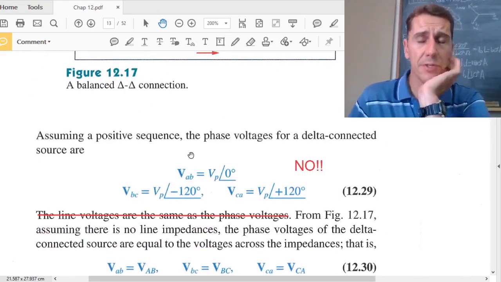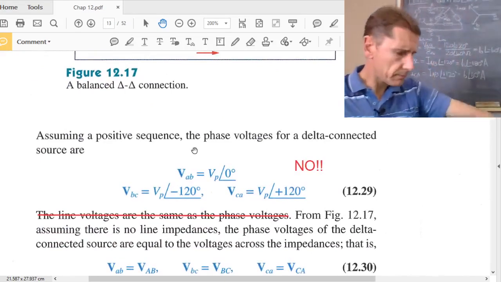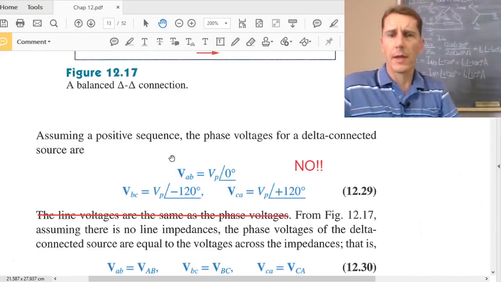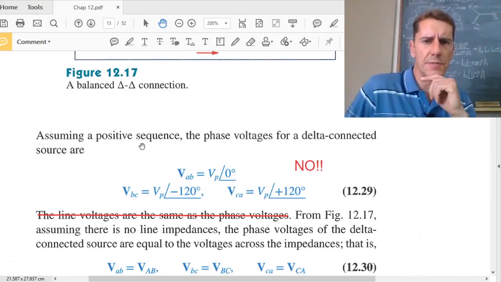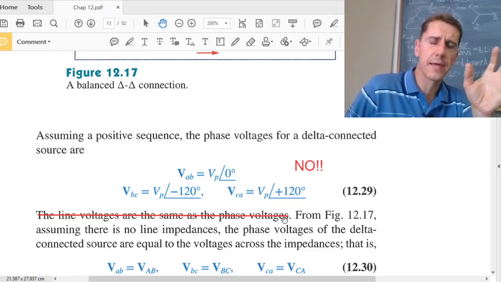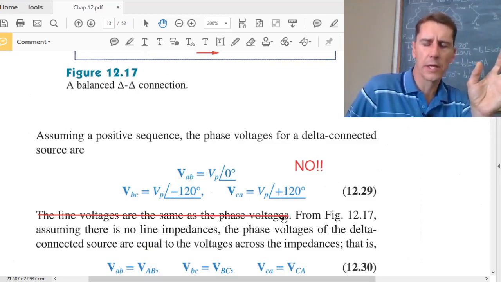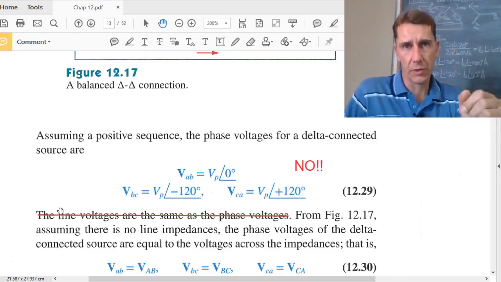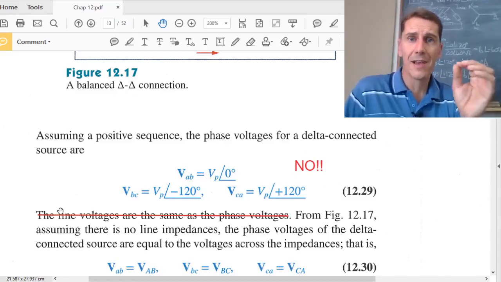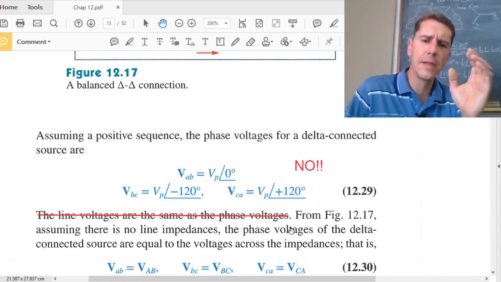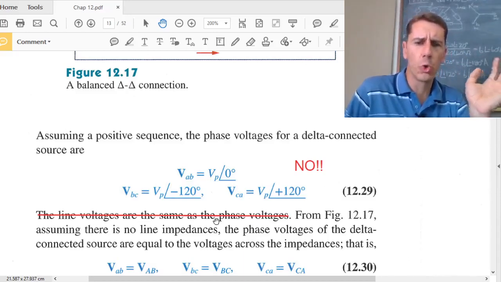This is where the textbook's notation really goes wrong. Assuming a positive sequence, the phase voltages for a delta connected source are... No, the line voltages are the same as the phase voltages. A line voltage can't be a phase voltage. A phase voltage is a line to neutral voltage. So please ignore what they say. They get it confused.